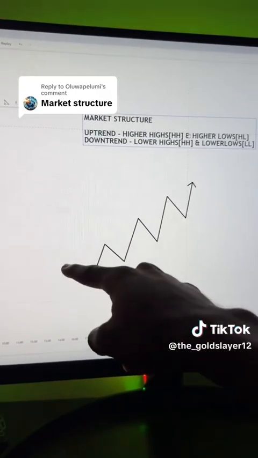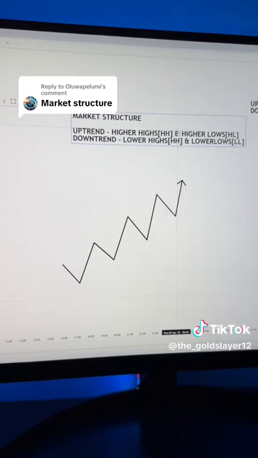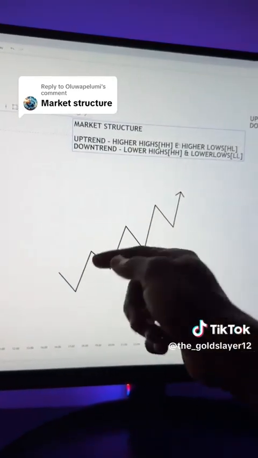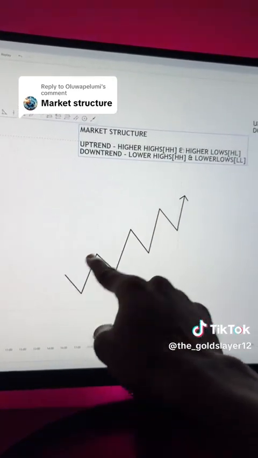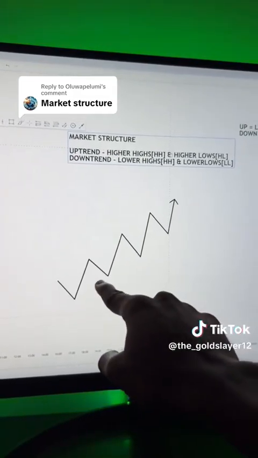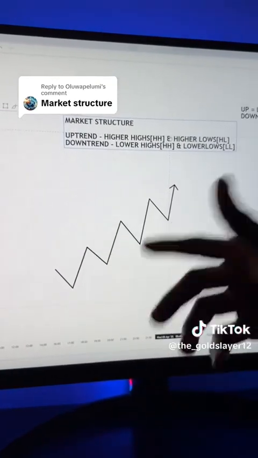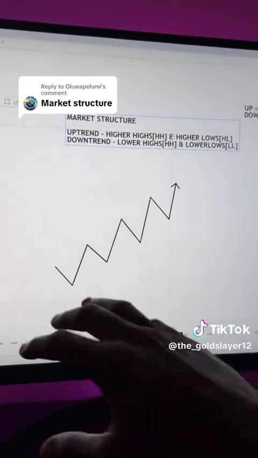The reason why we call the highs higher highs is because they are all highs, but consistently they are going higher than the previous one. This high went higher than this high, went higher than this high. You can see the lows as well, they are all lows, but the reason we call them higher lows is because they are going higher than the previous lows. Simple as that.